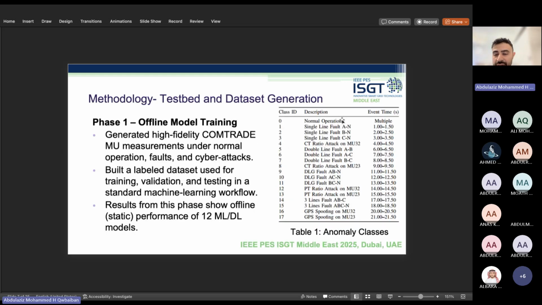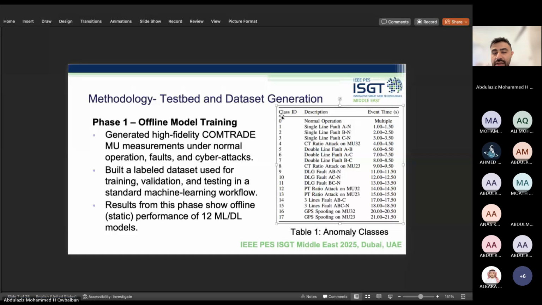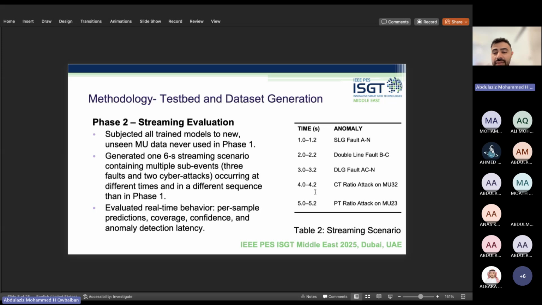We had some events. على سبيل المثال, we have a single line fault between A and N, short circuit between A and N, between 1 to 150. That's an event. We give it 1 class ID. طبعا الماشين ليرنينج يعطيك يا 0 يا 1 يا 2. It tells you what happened and then you can use it to make your decision. Or 0 for a normal operation. في الستريمينج لما حطيناه in action صار في عندي single line to ground fault, double line fault, CT ratio, we changed the ratio حقت current transformer or potential transformer.